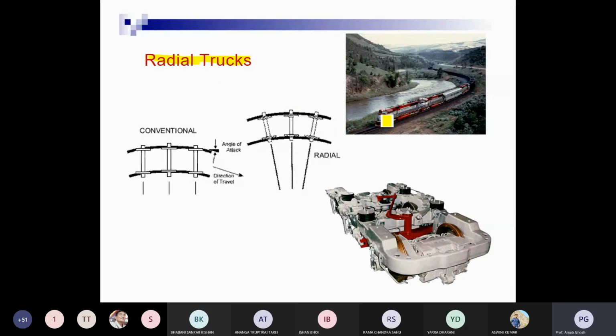So the locomotive is rotating. Okay, so normally it is a conventional track. In conventional track, these wheels are holding. But in radial track, what happened? In that, all the wheels are parallel in nature. But here you know that there is some angle, that is the radial arrangement. So that radial arrangement is the basement of your locomotive.